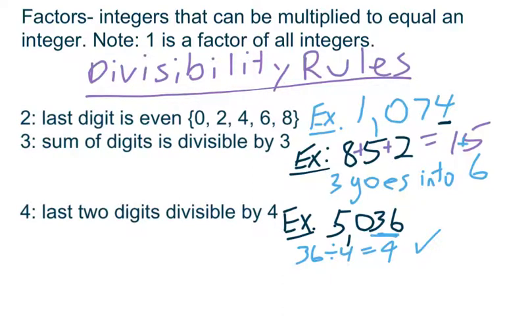And in case you're curious, remember what I said about 4 goes evenly into 100? 5036 is just like 50 100s, and we know 4 will go into that. And 36 is what remains. So you're just checking to see if 4 goes into what remains, since we know it goes into all the hundreds.